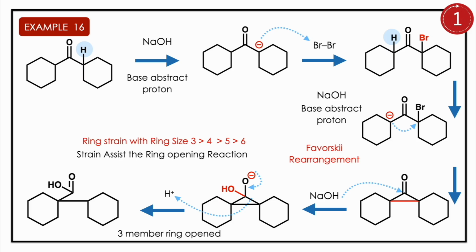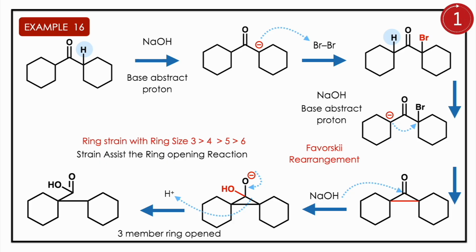Then the anion attacks the bromine and you form a new carbon halogen bond. The halogen is an alpha halogen, so there is a chance of Favorskii rearrangement. Again, alpha proton abstraction leads to the nucleophilic anion. The anion attacks the bromine carbon. It forms cyclopropanone. It is a strained system.